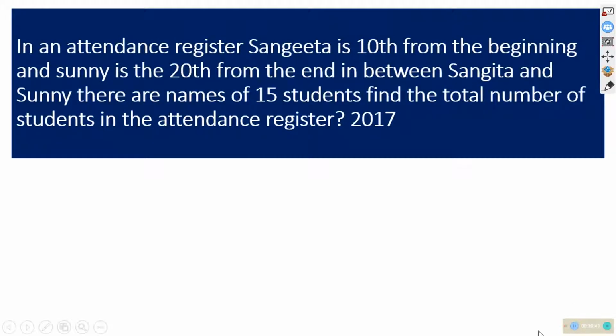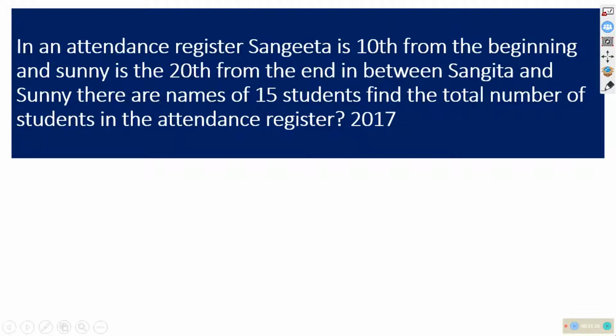In an attendance register, Sangeeta is 10th from the beginning and Sunny is 20th from the end. In between Sangeeta and Sunny, there are 15 names, 15 students. Find the total number of students in the attendance register. Comparatively easy, but a question which came in the year 2017 in your scholarship question paper. So we can consider this question a sample standard question. This kind of question can come again and again.